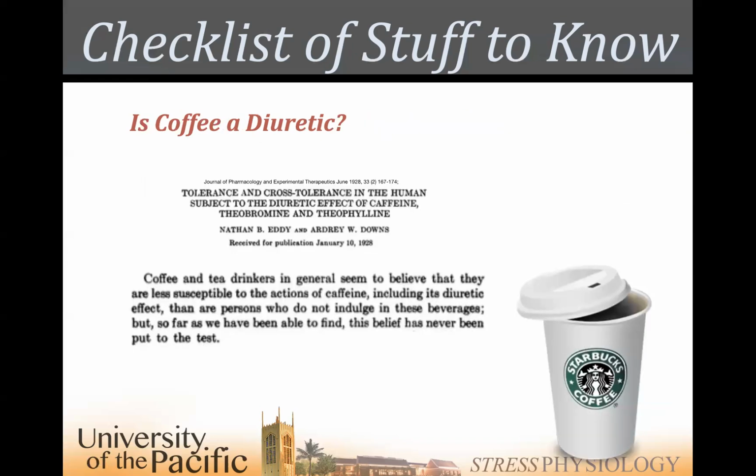Coffee, remember, we're looking at the Eddy and Downs paper from 1928. Coffee and tea, these things are diuretics, people still say. Oh, drink water in the form of water if you want to hydrate. Everything else, you're just going to pee more than you drink.